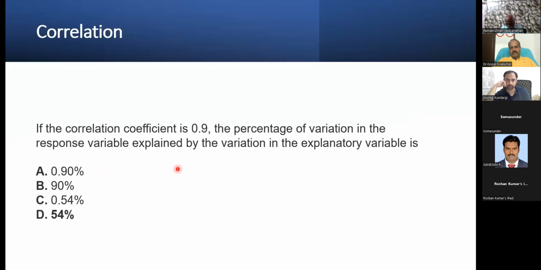Correlation coefficient is 0.9. The percentage of variation in the response variable explained by the variation in the explanatory variable is? Correlation coefficient is 0.9. Then the percentage of variation in the response variable explained by the variation in the explanatory variable is 0.9 into 0.9.